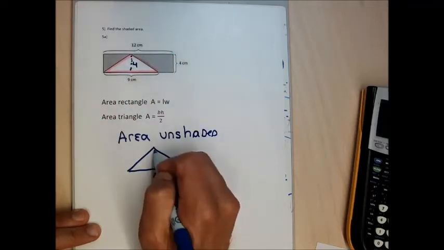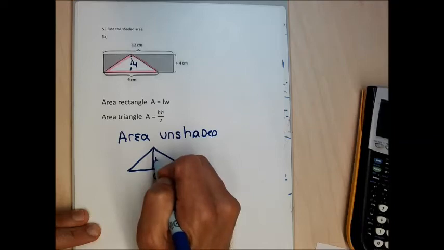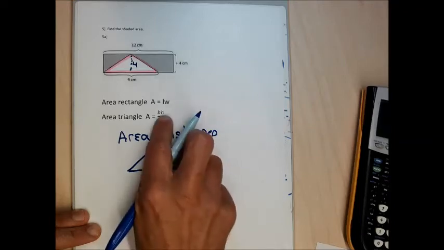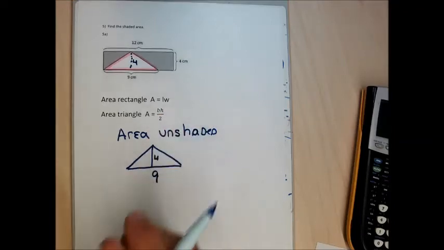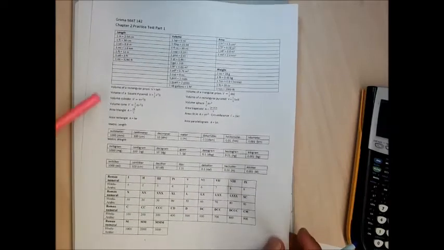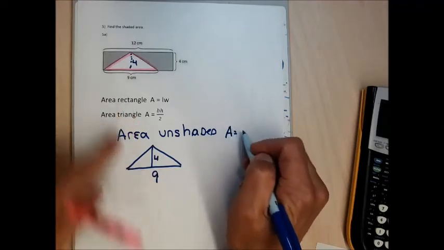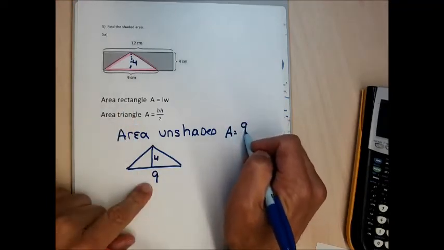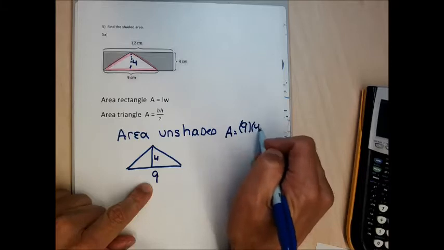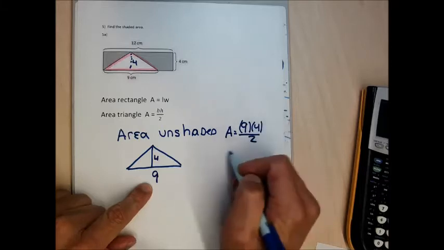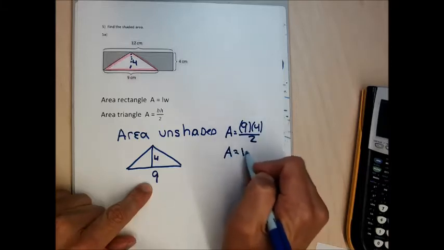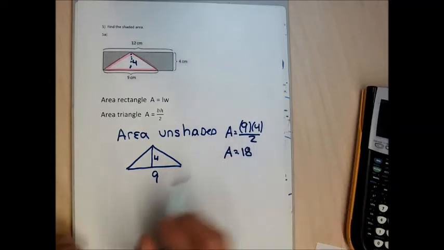So that this triangle, when I go to find its area, I'm going to use the formula base times height over 2, which is given on this sheet. I just stole it from here, so I didn't have to look back at it. The unshaded area of the triangle is the base of the triangle, which is 9 centimeters, times the height of the triangle, which is 4 centimeters over 2. This comes out to be 18 square centimeters.